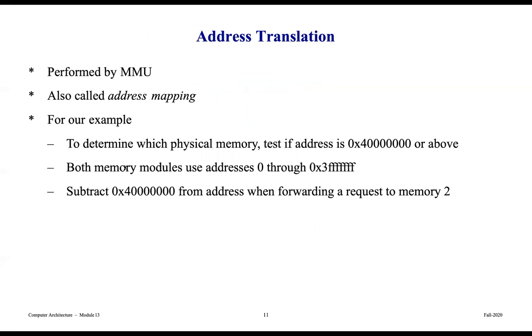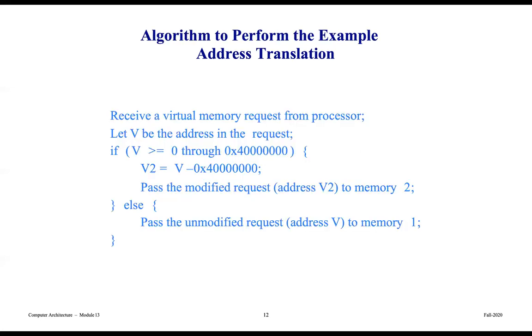40000 or above. Both memory modules use address 0 through 3FFFFF. So we subtract the 40000 from the address when forwarding the request to memory 2. So that's how you go to the MMU, how it processes it and converts it to the address space in the physical memory. So here's an example in pseudocode of an algorithm to perform the address translation.